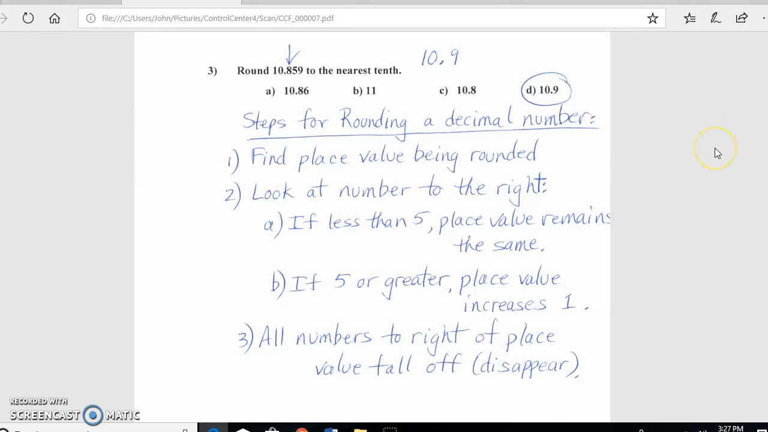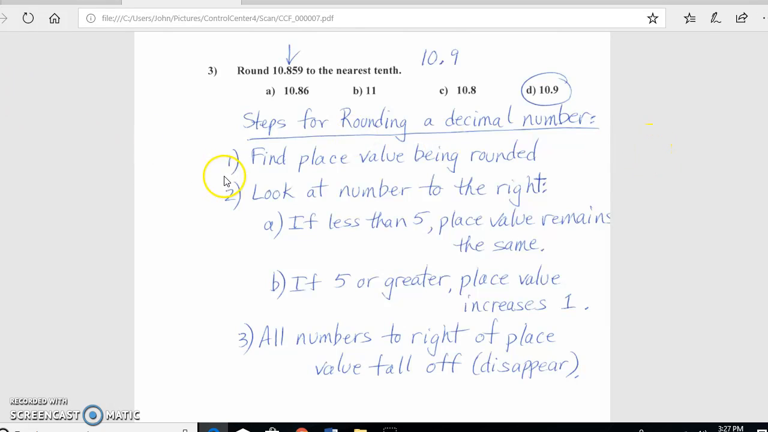This is the practice test for decimal numbers, and here we're looking at number 3, and we're asked to round 10 and 859 thousandths to the nearest tenth. And I've put down below here the steps for rounding a decimal number.